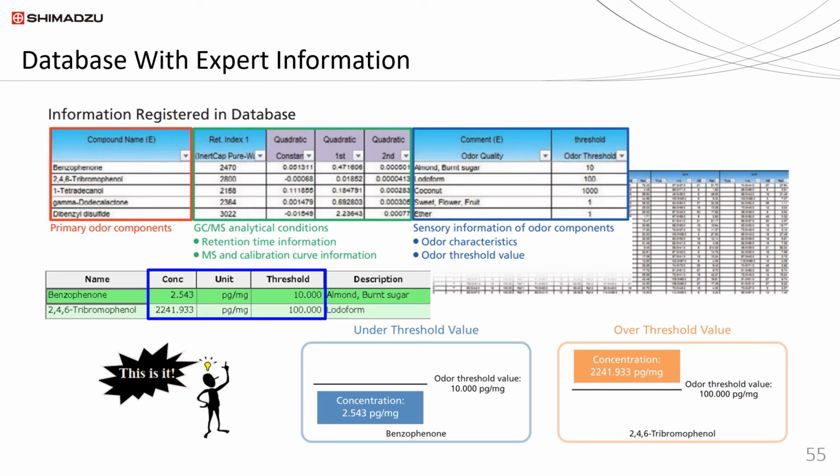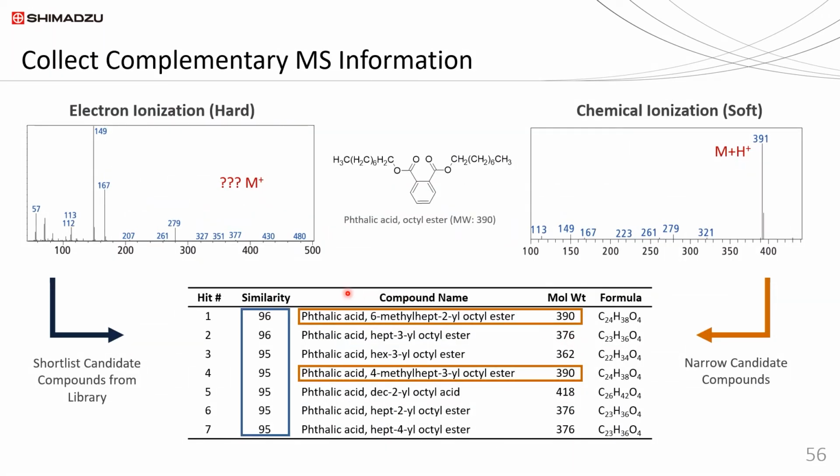As such, the off-flavor analysis method package is very useful if you are doing unknown analysis, especially for off-flavor and aromatic compound detection. In certain discovery work, electron ionization may not provide ample information for compound identification. For example, this molecule, phthalic acid octyl ester, has a molecular weight of 390. Upon electron ionization, fragment ions are observed, but the molecular ion peak at 390 was not visible.